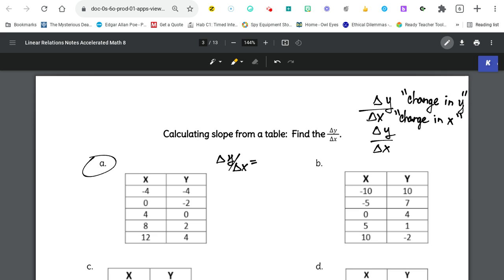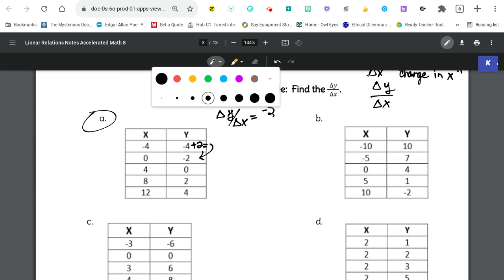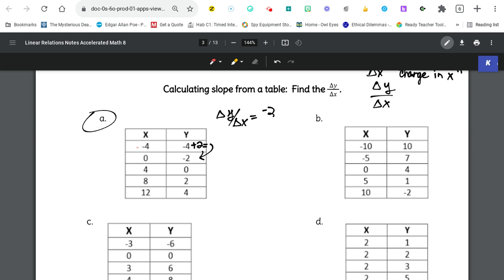Okay, so I'm going to look at A. I'm going to look at my y values first. So what am I doing to -4 to get to -2? Well, I'm adding 2. -4 plus 2 equals -2. Okay, so the change here is 2. But I have to look at the corresponding changes for the x's. So I'm looking at these 2 points, and I'm going to highlight the 2 points I'm going to use.